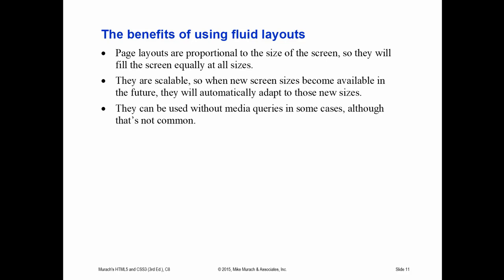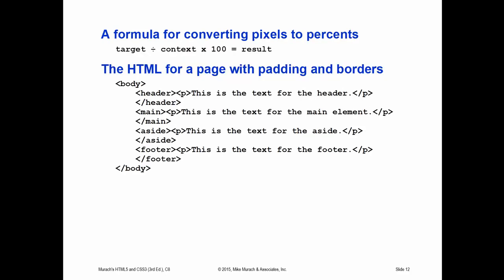All right. So if you've already developed a web page that uses fixed width, you'll need to know how to convert the widths in pixels to widths in percentages. To do that, you can use the formula that's shown at the top here. Target divided by context times 100 equals result. Now remember, you're doing a divide and you're doing a multiply. They're at the same level. So you do the target divided by the context, take the result, and multiply it by 100.